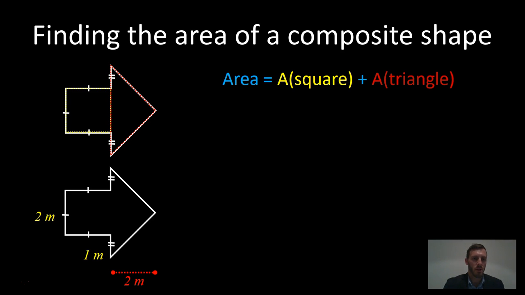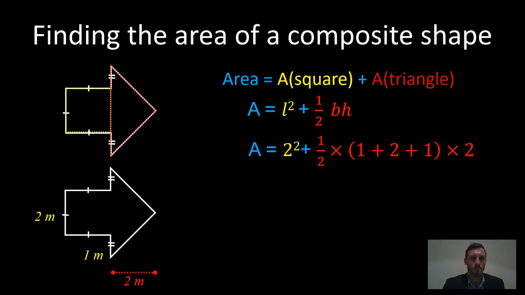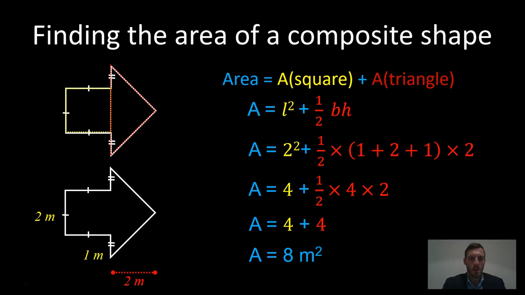So we've got the example here with the numbers. When we write the formula, we've got the area of a square, which is the length squared, plus the area of a triangle, which is half the base times the height. We're given the area of the square, and that's 2 meters by 2 meters. The height of the triangle is 2 meters, and the base of the triangle is going to be 1 meter plus 2 meters plus 1 meter. So we can place that into our formula, and we can calculate and evaluate. So you can follow the steps, and we get the area of this composite shape is 8 meters squared.